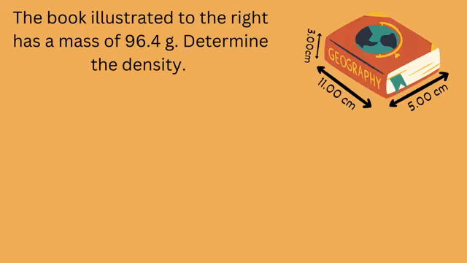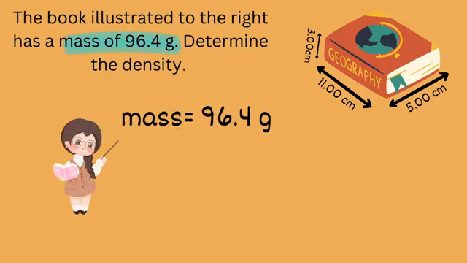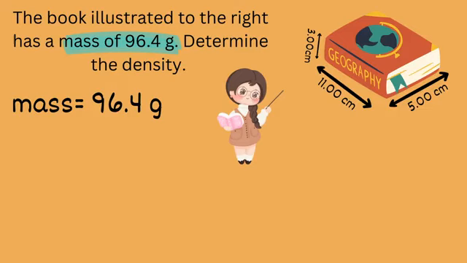The book illustrated to the right has a mass of 96.4 grams. Determine the density. Okay, so here we clearly are given the mass, but we're not clearly given the volume, which is what we need to determine the density. Luckily, we can figure this out with our illustration to the right.